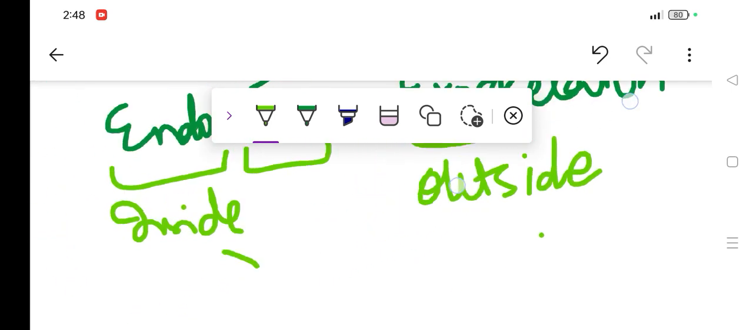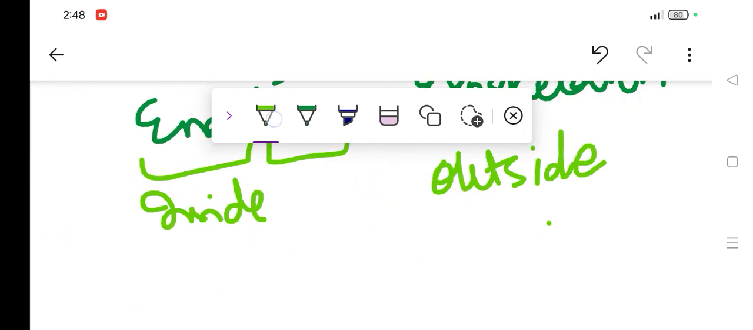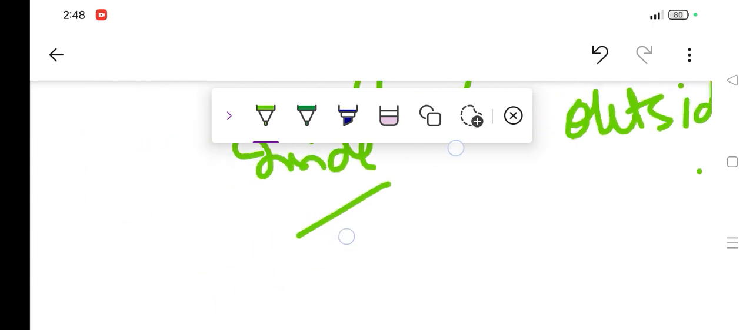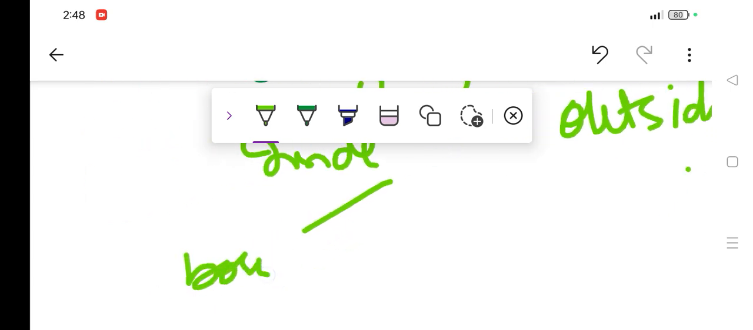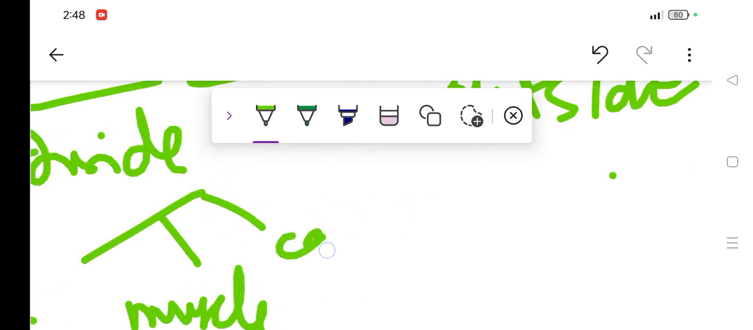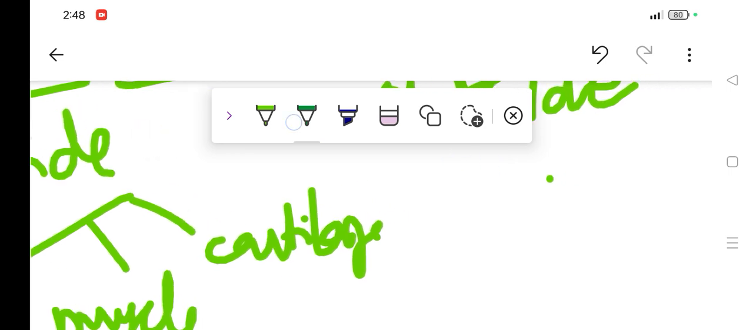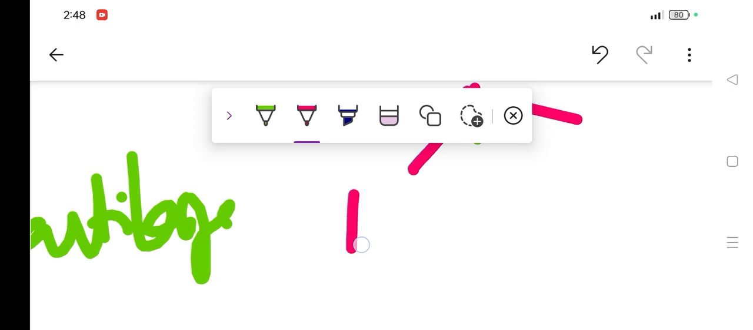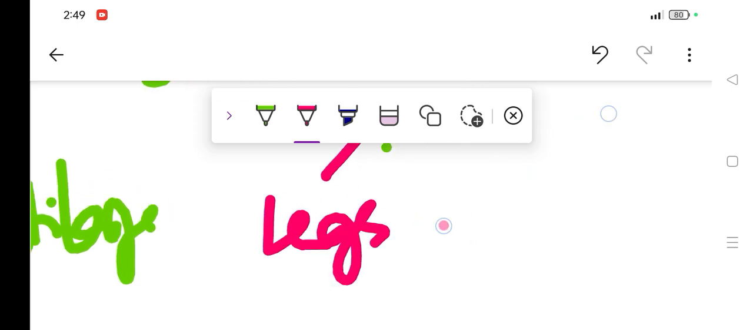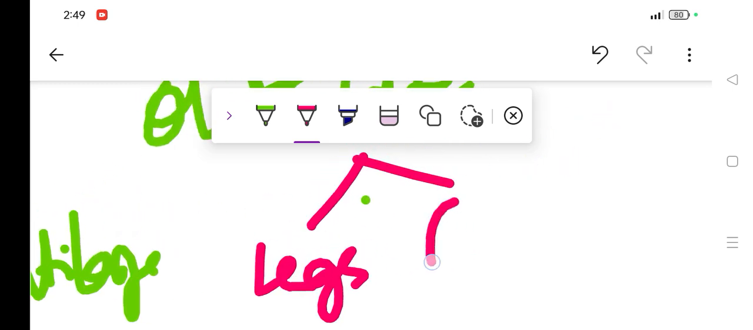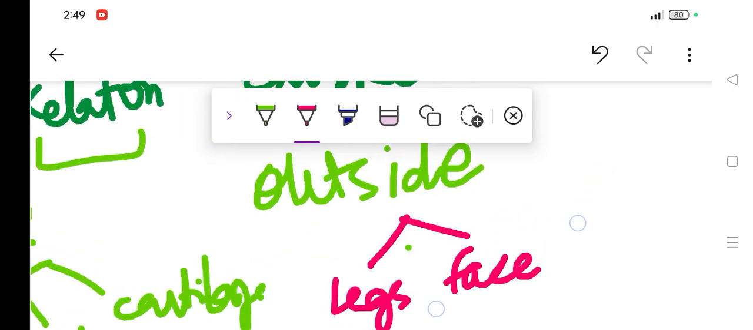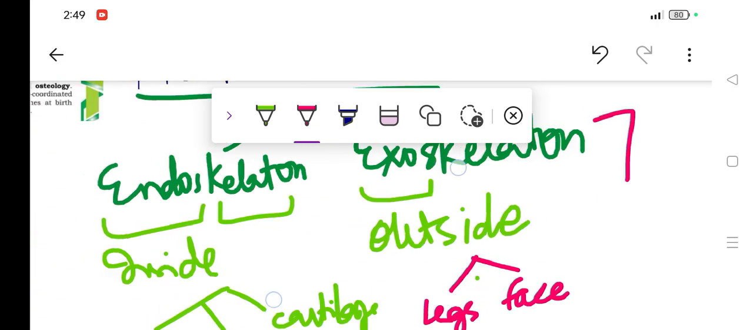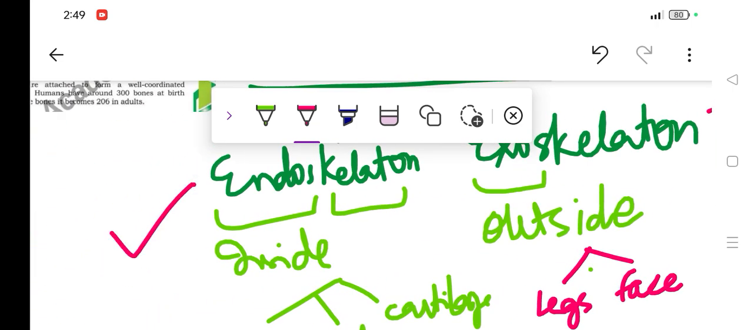So when we talk about the endoskeleton, what would be the example? In endo, bone, muscles, and cartilage all come in the endo. When we talk about the exoskeleton, this means everything present on the outside, either legs, feet, or our entire outside body, our face. All these things come in the exoskeleton, which we can see outside. Endo are present inside, such as cartilage.